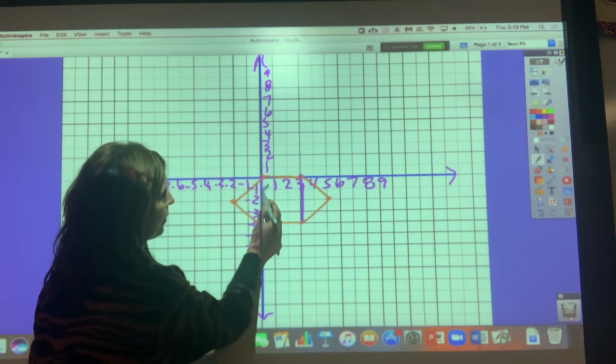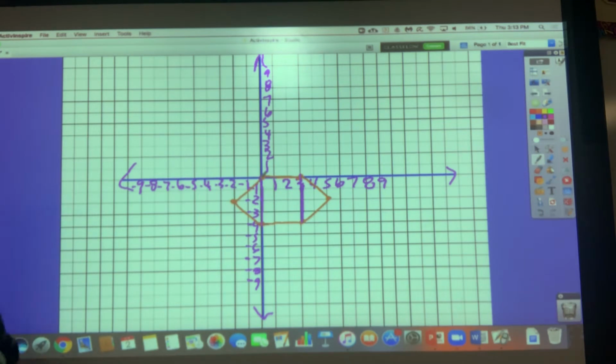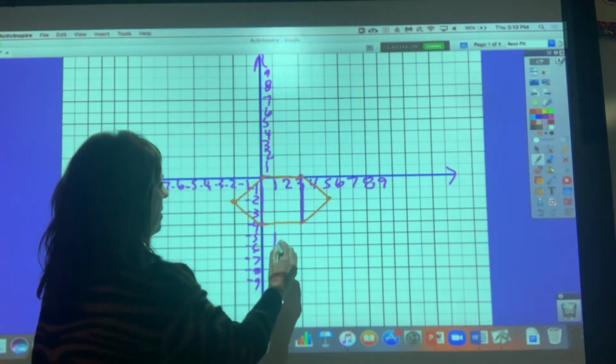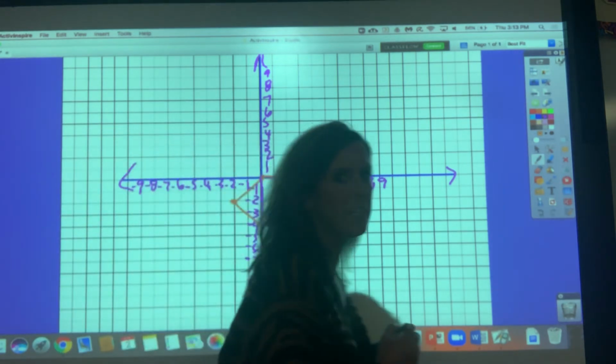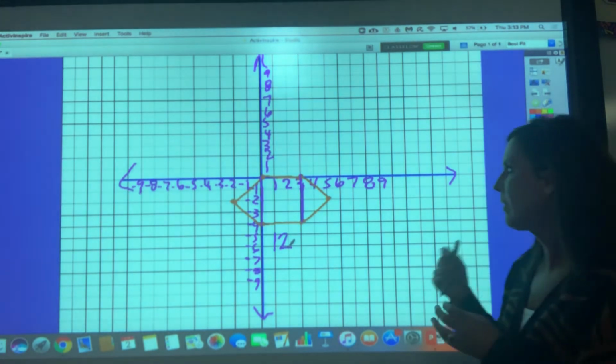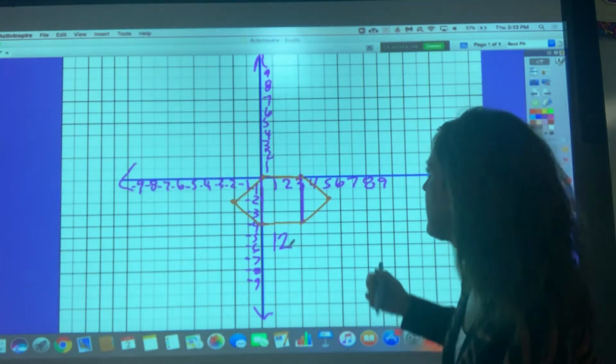1, 2, 3, 4. Okay, so our base is 3 and our height is 4, and it's a parallelogram, so base times height. Okay, so 12 units squared is going to be the area of the parallelogram in the middle. Okay, so let's find the area of the two little triangles on the sides.